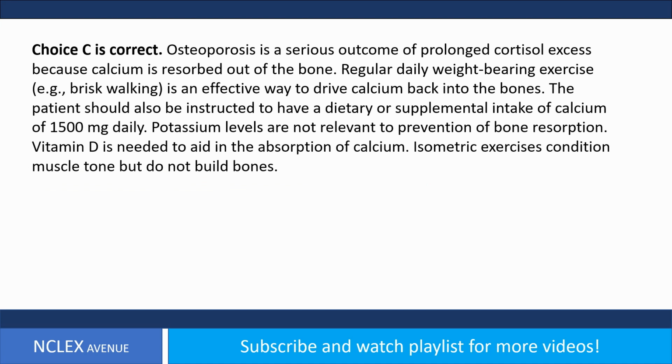Osteoporosis is a serious outcome of prolonged cortisol excess because calcium is resorbed out of the bone. Regular daily weight-bearing exercise, e.g., brisk walking, is an effective way to drive calcium back into the bones. The patient should also be instructed to have a dietary or supplemental intake of calcium of 1,500 mg daily. Potassium levels are not relevant to prevention of bone resorption. Vitamin D is needed to aid in the absorption of calcium. Isometric exercises condition muscle tone but do not build bones.